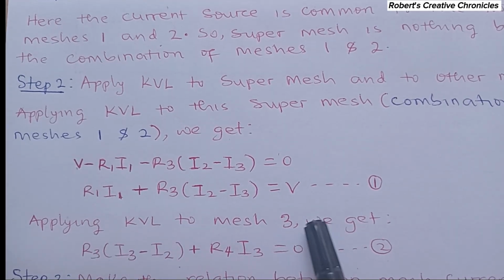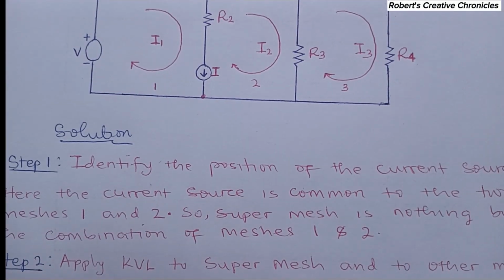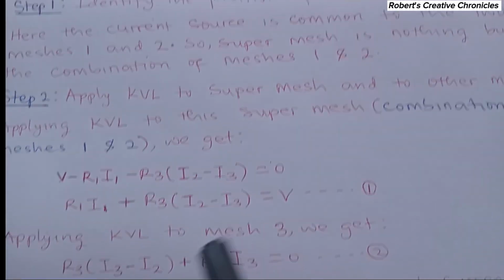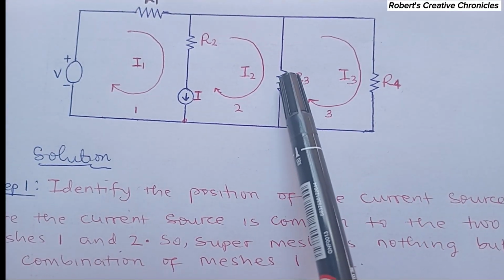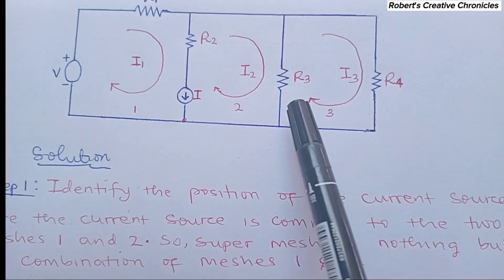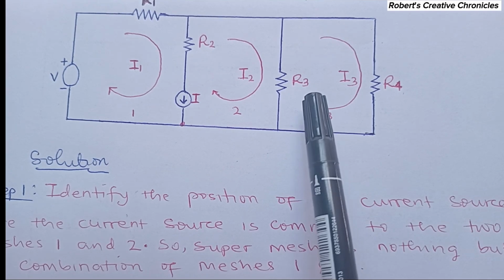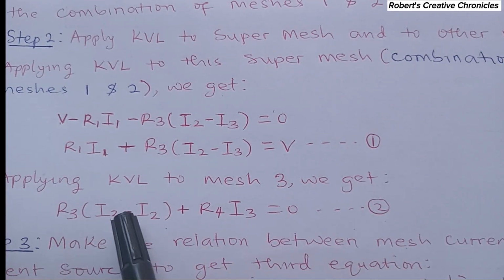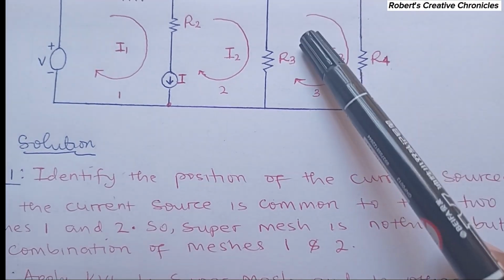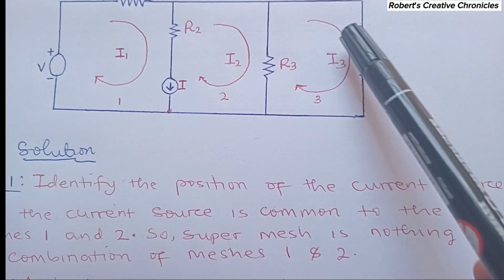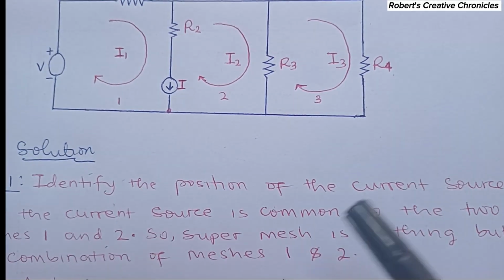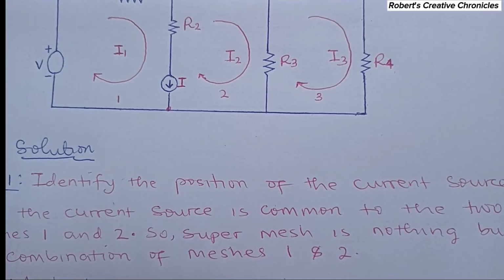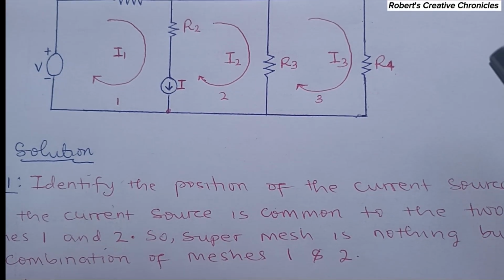Now, applying KVL to mesh 3, we get, when we apply KVL to this third mesh, we will get what? You see R3 (I3 minus I2). So R3 is negative since we are moving in the same direction as the current, which moves from higher to lower potential. So it's negative R3 (I3 minus I2). Since we are doing this KVL with respect to mesh 3, that's why we are taking I3 first, then minus I2. Because this current is coming here and this one is coming down. They are moving against each other. So we have to find the equivalent, which is the difference between them.